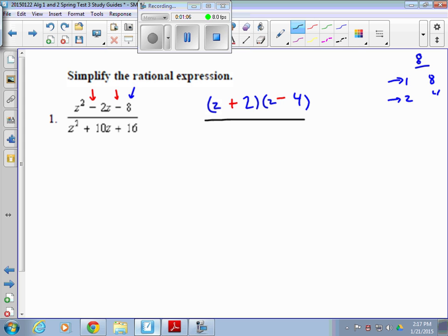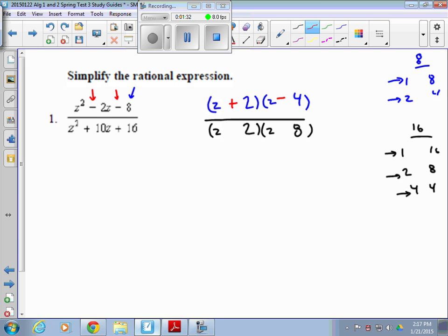The bottom, we're going to do the same thing. We'll factor it out. Again, z times z will give us z squared. Now we're going to factor out the new c value, 16: 1 and 16, 2 and 8, and then 4 and 4. So which pair of those will get you to b's value, 10? This will get you to 15 or 17. This will get you to 8 or 0. It has to be 2 and 8.